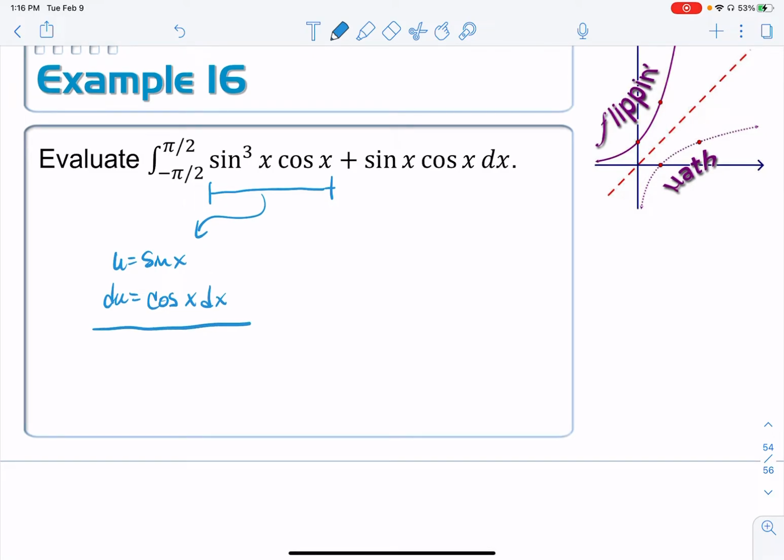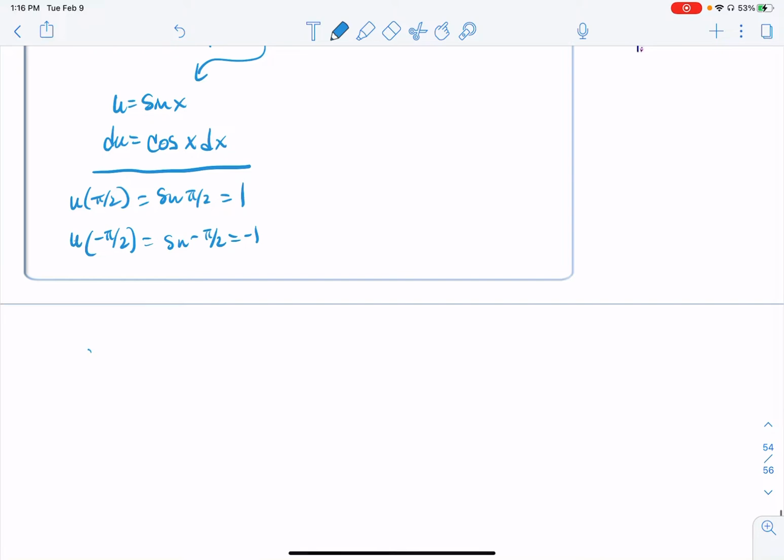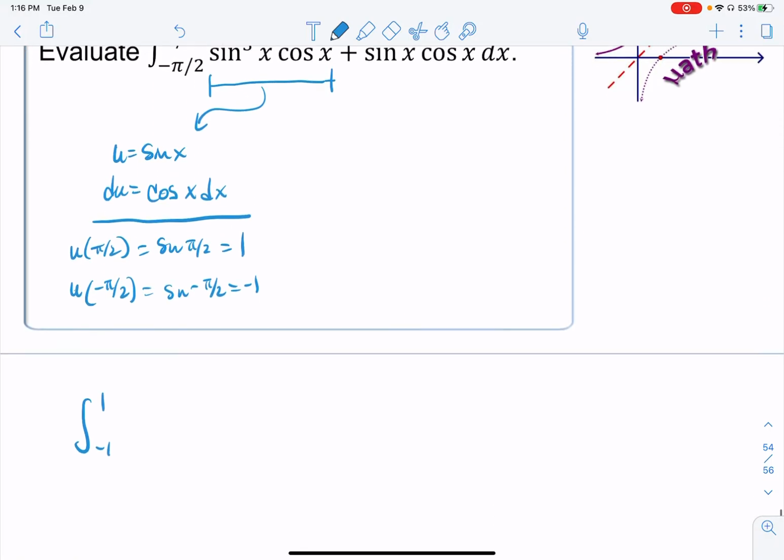So rewriting our limits of integration, u of pi over 2 is equal to sine of pi over 2, which is 1, and then u of negative pi over 2, sine of negative pi over 2, is equal to negative 1. So that part of the integral becomes the definite integral from negative 1 to 1. Hey, look, notice that those limits are also symmetric. I wonder what that means.